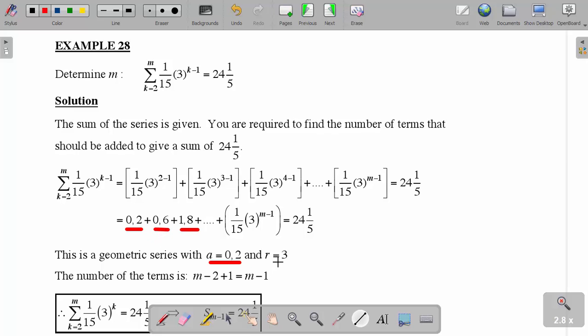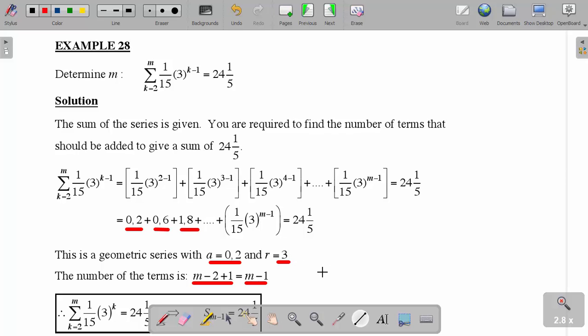That's my common ratio. And then to get the number of terms I'm dealing with, it's going to be m minus 2 plus 1. We said top minus bottom plus 1. So I get my number of terms as m minus 1 minus 2 plus 1. So minus 2 plus 1 gives me minus 1. That's why my number of terms remains as m minus 1.